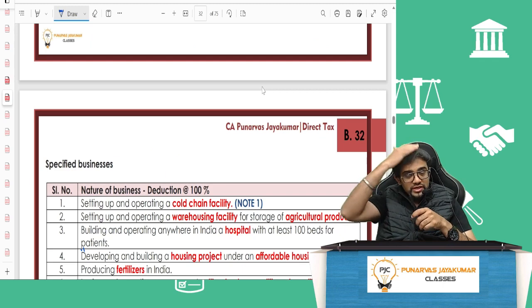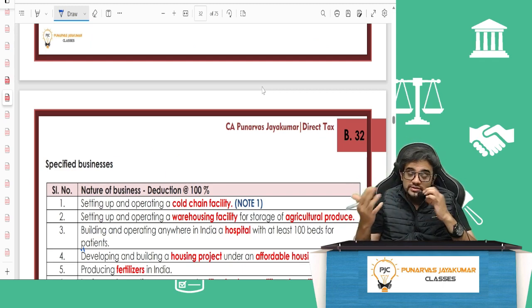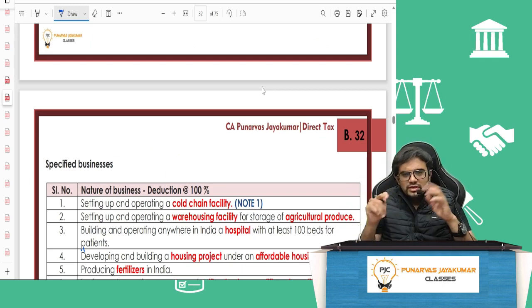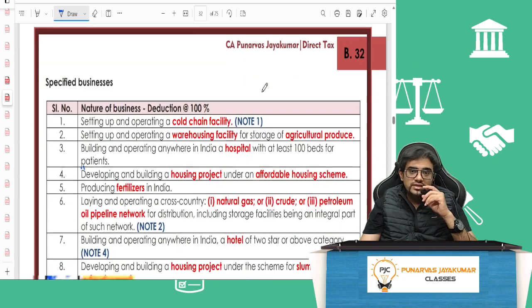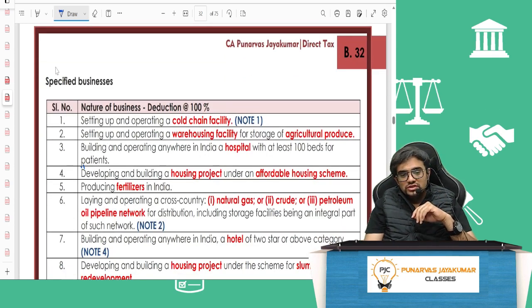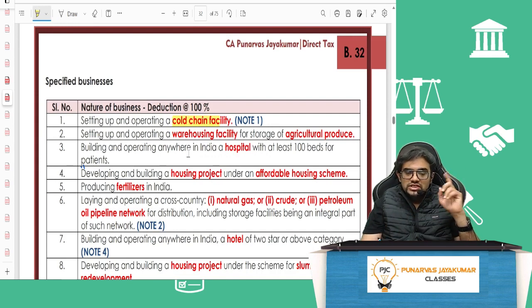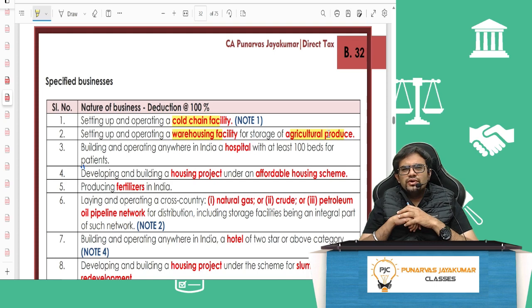Now, the important thing here is what will come under specified business. We should remember the things which come under specified business. First and foremost, setting up and operating a cold chain facility. So remember, cold chain facility, then warehousing facility for agricultural produce. Agricultural produce can be anything, guys. It can be bark of the trees, fruits, vegetables, it can be bee also, that is forest produce from bee.